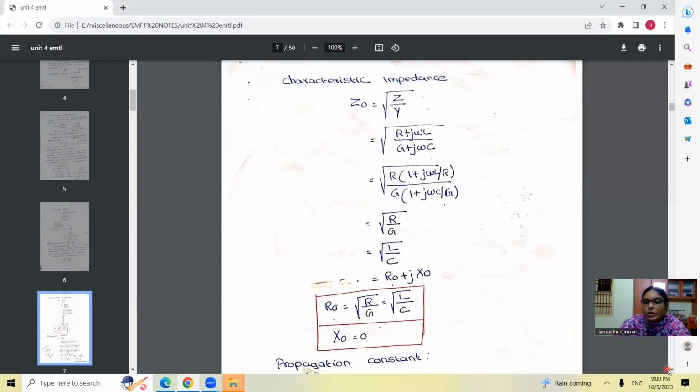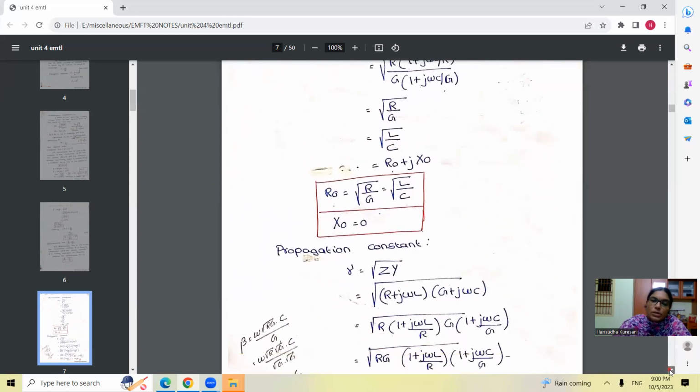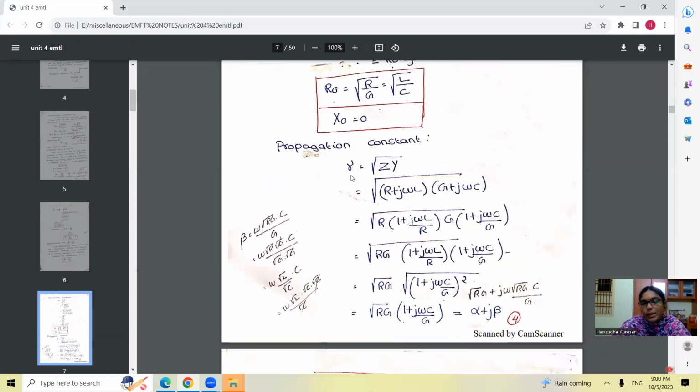Now we'll see the propagation constant. So propagation constant is denoted by the symbol gamma. We know the formula gamma is equal to square root of Z into Y. So just substituting the series impedance R plus J omega L and substituting the shunt admittance G plus J omega C. And therefore, just for convenience, we take R outside and here G outside. So it will become like this. And therefore, taking the common notations over here, RG outside I have taken, and therefore it is 1 plus J omega L divided by R and 1 plus J omega C divided by G.